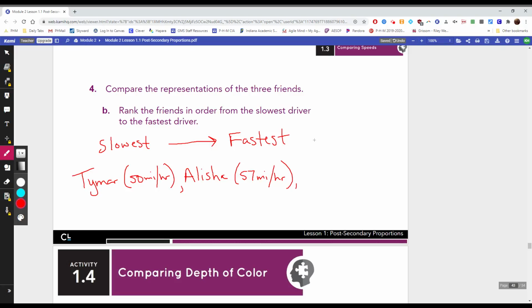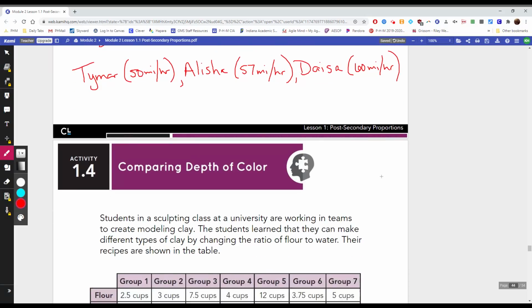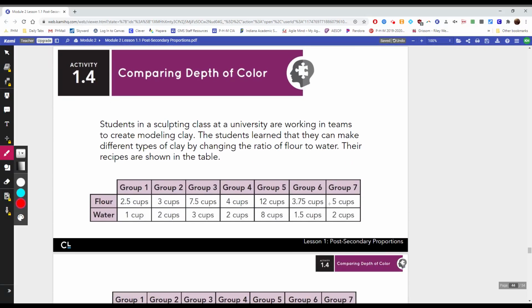And Deja was the fastest at 60 miles per hour. And that completes activity 1.3. Now we're going to look at a similar proportional relationship here with a recipe.